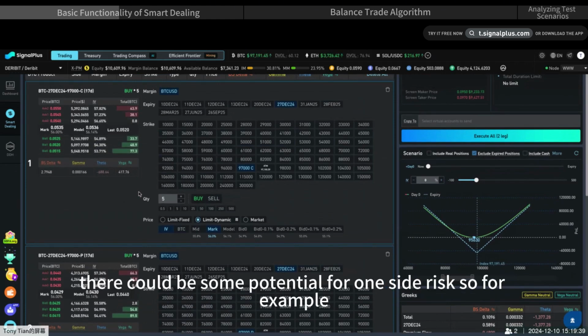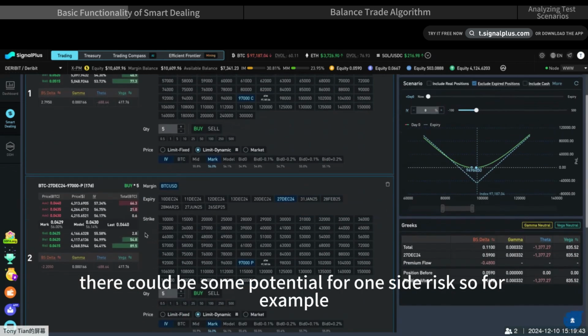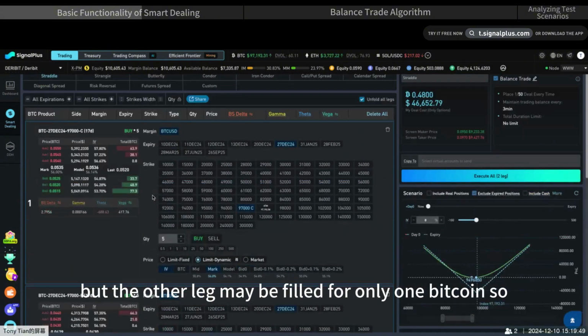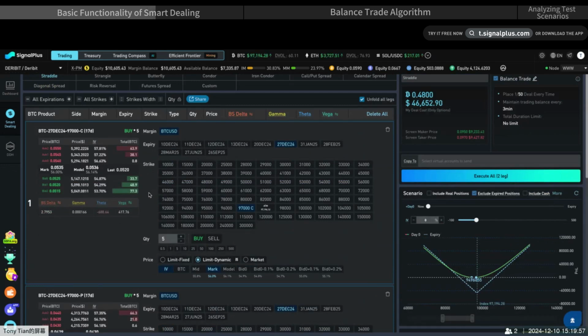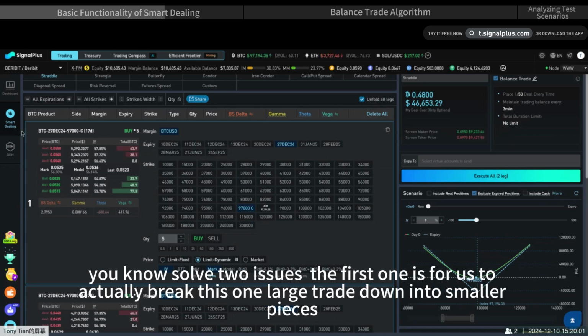And also there could be some potential for one-side risk. So for example, one of the legs may be filled for 5 Bitcoin, but the other leg may be filled for only 1 Bitcoin. So there may be some outstanding risk given the time of filling. So the smart dealing function can actually help us solve two issues.